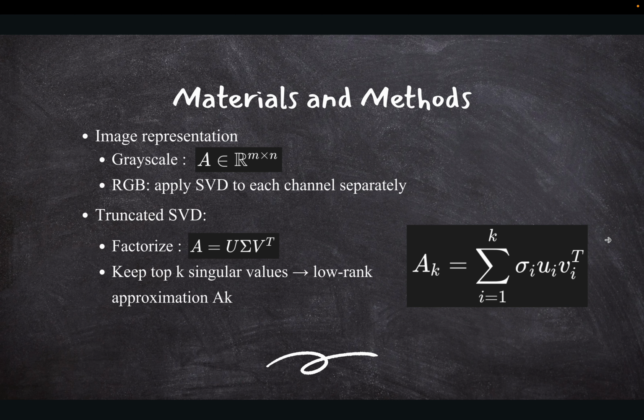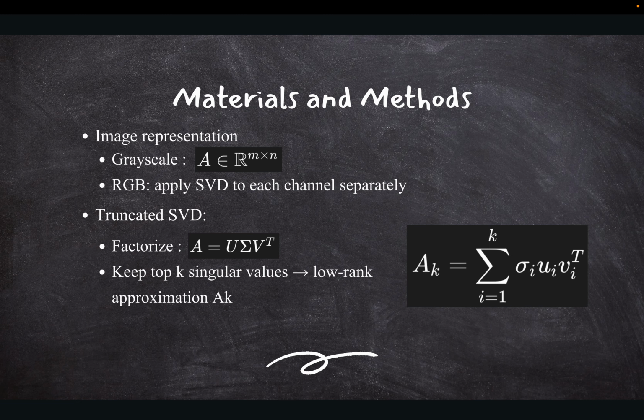To perform the calculations, we converted all 60 images into grayscale matrices. Our core method, SVD, breaks down an image, matrix A, into three parts, U, sigma, and V transpose. The most important part is the sigma matrix, which contains the singular values. These numbers represent the importance of different image features.